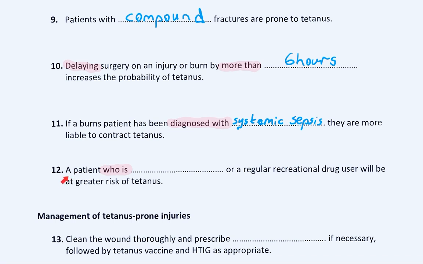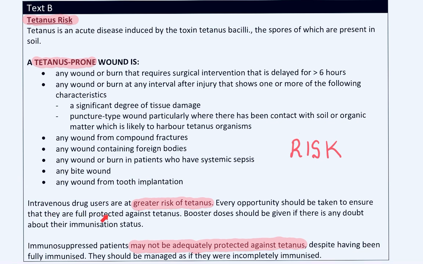Question number 12. A patient who is dash or a regular recreational drug user will be at greater risk of tetanus. So we are going to look for somebody who has something, okay? Because they said the person is something. So it's like the person has a certain condition or anything else, okay? Or a regular recreational drug user will be at greater risk of tetanus. So this information here will help us, will take us close to the answer. So we have greater risk of tetanus in the question, okay?